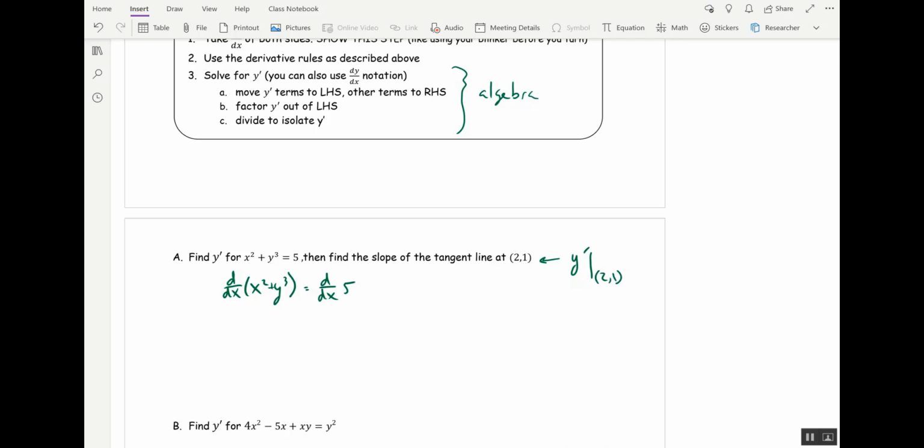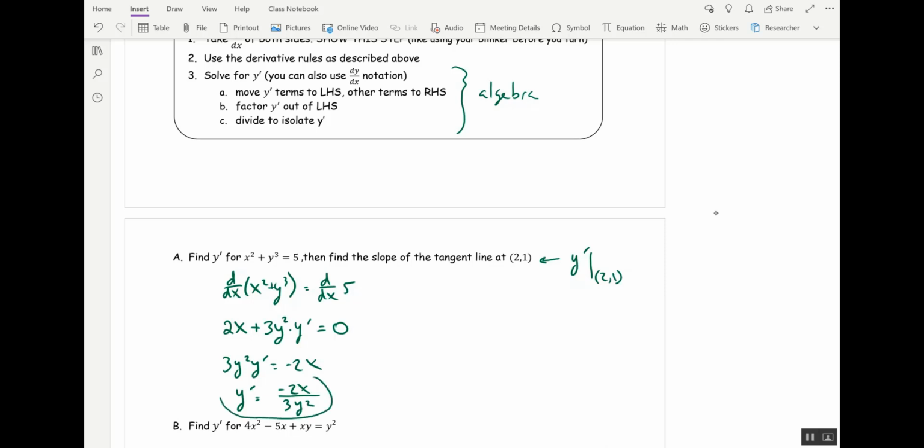All right, so now let's take the derivative. The derivative of x squared is 2x. The derivative of y cubed, we have to use the chain rule, 3y squared y prime. And that equals the derivative of 5, which is 0. Now we solve for y prime. Move the 2x to the other side, and we get 3y squared y prime equals negative 2x. Divide by 3y squared. y prime is negative 2x over 3y squared.